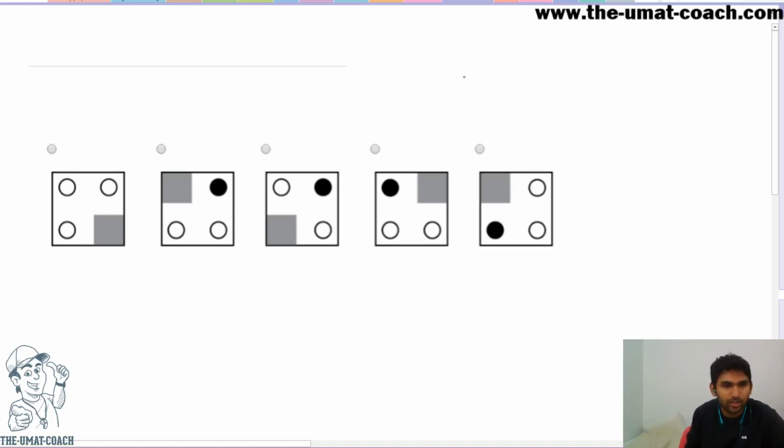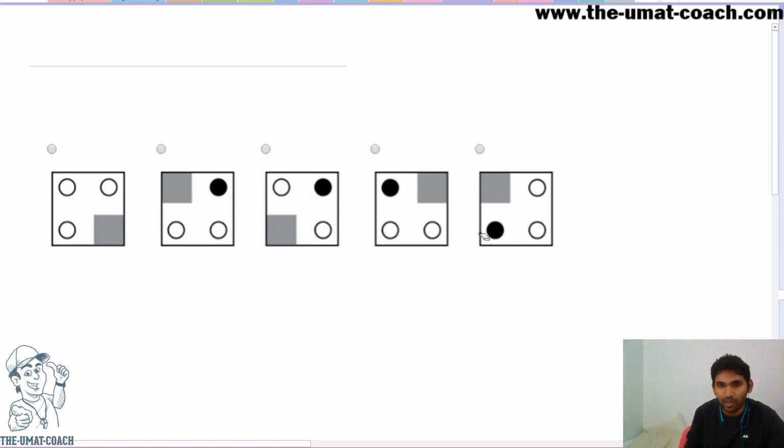Alright everyone, so this is a pick the middle type question that we see here. So how do we approach any pick the middle question? We look at the components that are going to be there. So I can see a grey square that's present in all of them, a black circle is present in 4 to 5. It could be under here, but let's just see how we go.